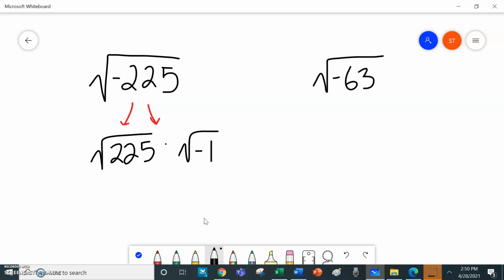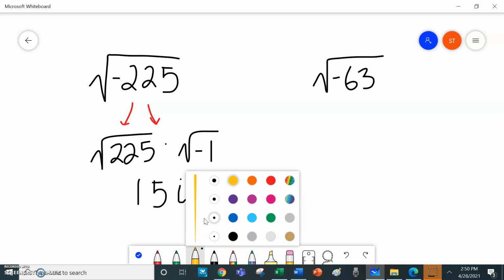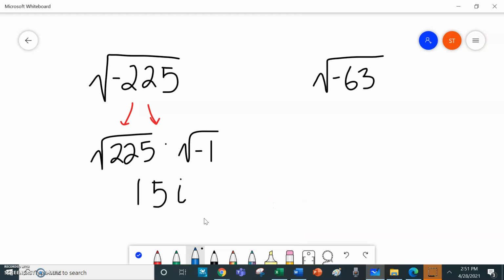I need to remember that the square root of negative 1 is represented by the number i, and then I know that the square root of 225 is 15. So the answer to what is the square root of negative 225 is 15i. So that is straightforward, simple enough.